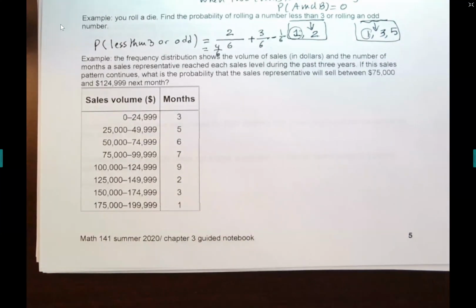Okay, I'll give you a second to look at the next one and tell me what the answer is.